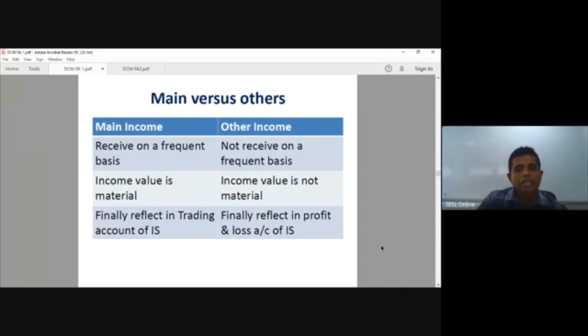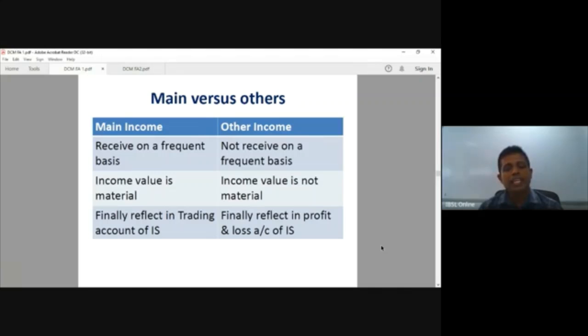These are the two different categories. Main income is received on a frequent basis. Other income is not received on a frequent basis. Income value is material: if you take the total of main income, the value is material. For other income, the value is not material.